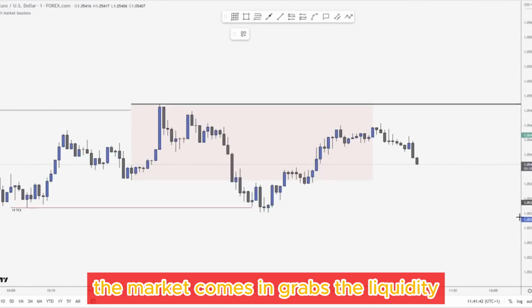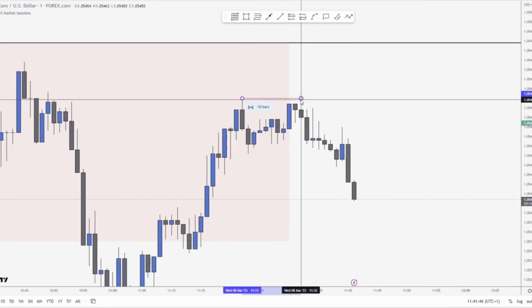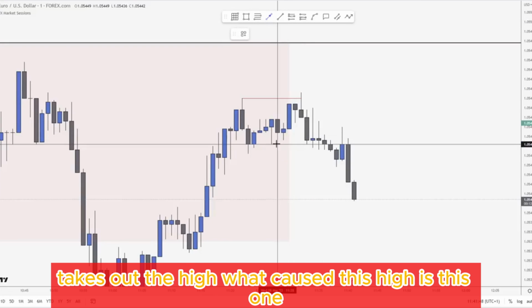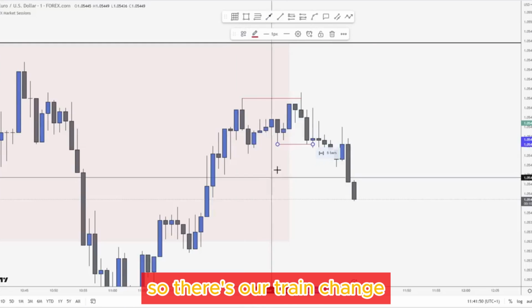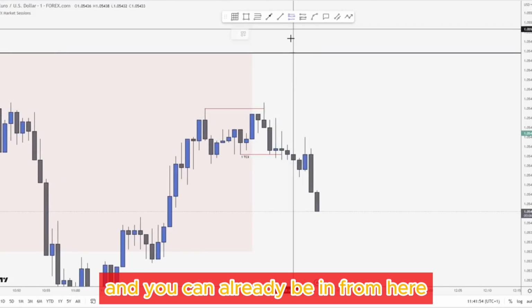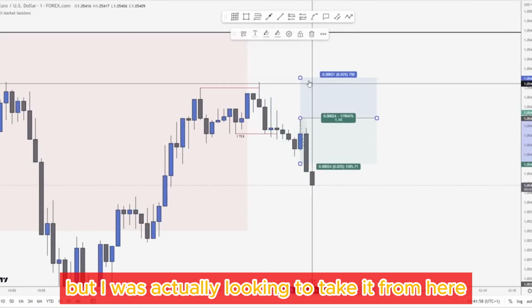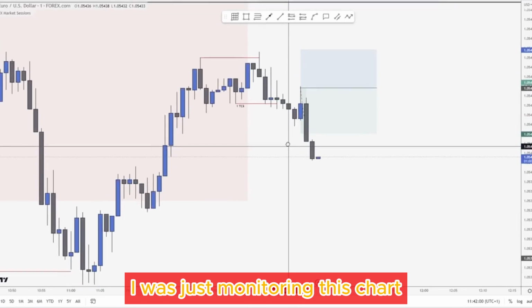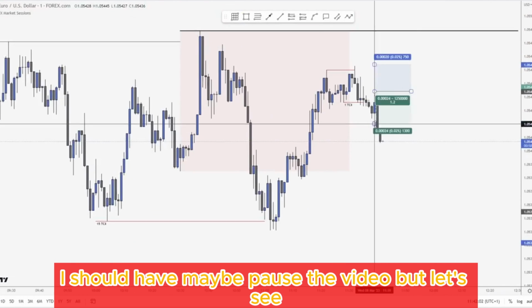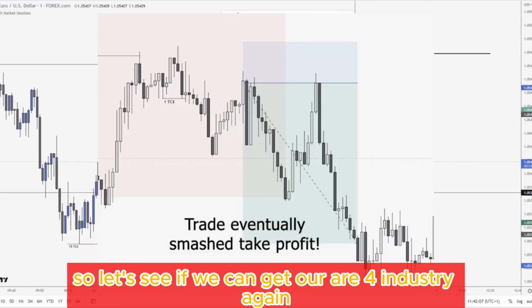The market comes in, grabs the liquidity. What does it do? Takes out the high. What caused this high is this one. So there's our trend change. Man, I should have taken this trade because it actually broke on this candle, and it can already be in from here with a massively tight stop loss. But I was actually looking to take it from here. I was just monitoring this chart. I should have maybe paused the video. But let's see. I mean, we have a live trade running. So let's see if we can get our 4 hour in this trade.